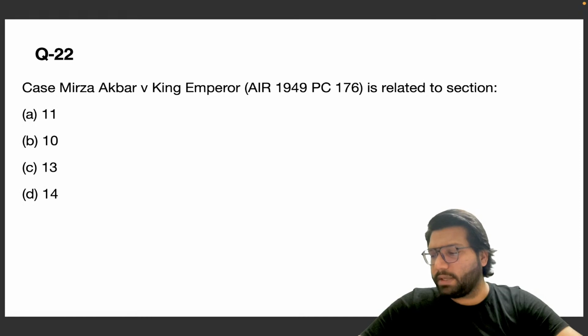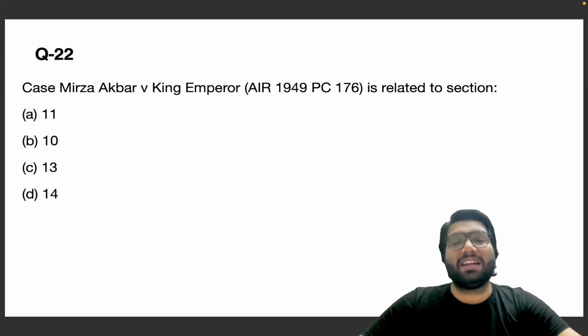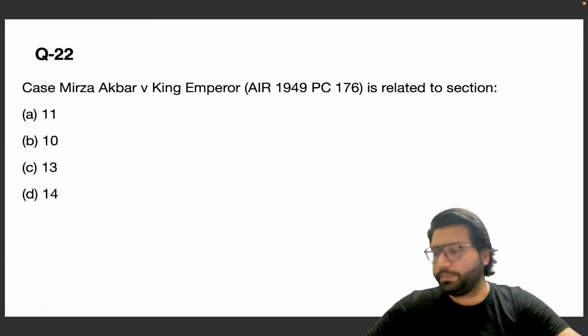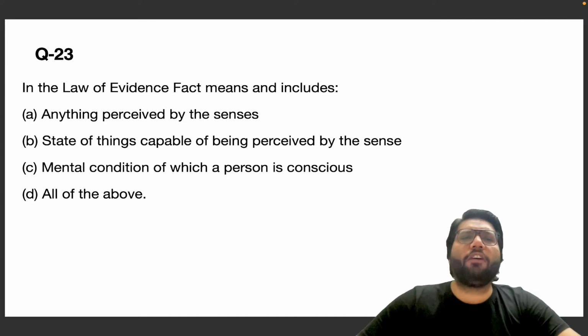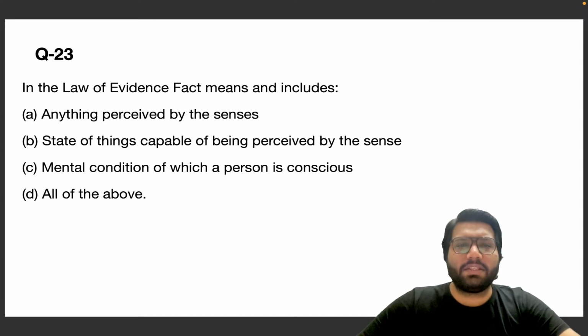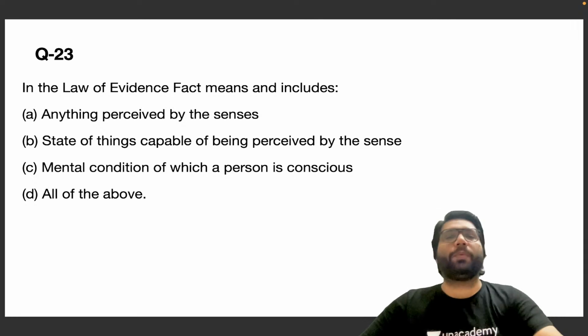First one to answer, Sapna, followed by Shalini and Amit. Yes, students, this is related to your conspiracy. That is section number 10. So the answer is B. In the law of evidence, fact means and includes, and these are your options. Choose the most appropriate one.